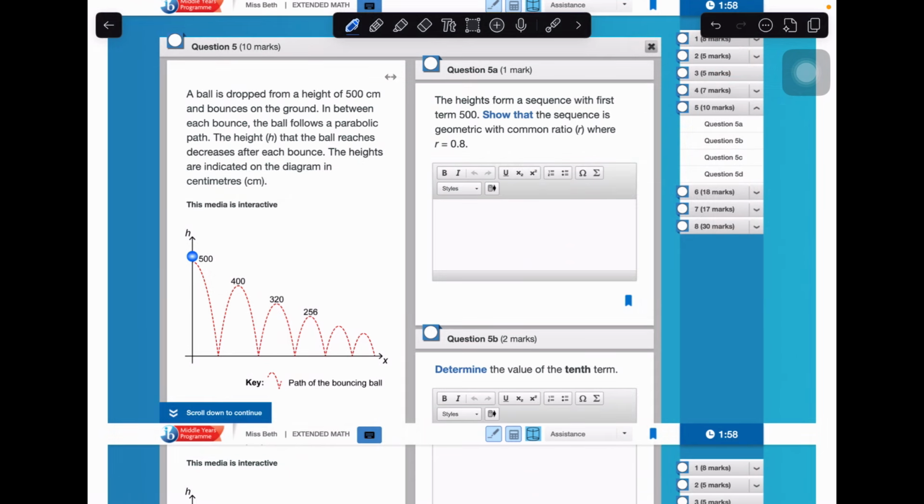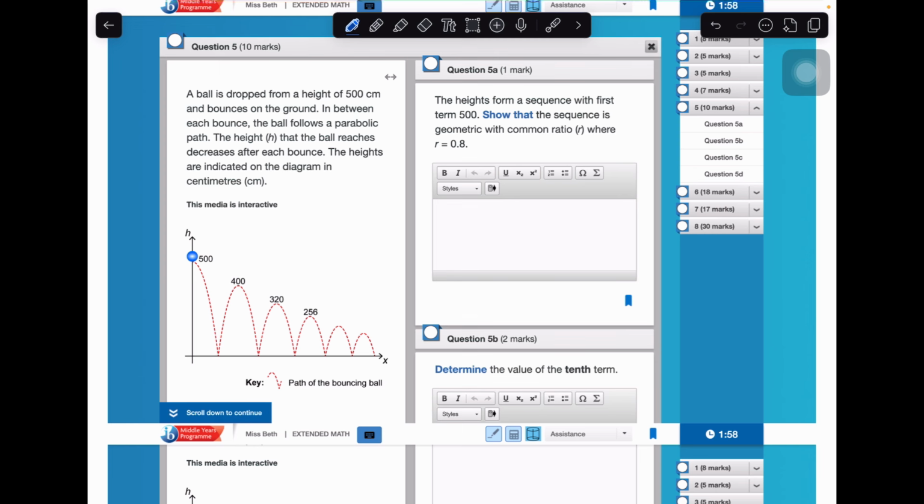Okay, for question 5, a ball is dropped from a height of 500 centimeters and bounces on the ground. In between each bounce, the ball follows a parabolic path. The height that the ball reaches decreases after each bounce. The heights are indicated on the diagram in centimeters. So for question 5a, the heights form a sequence with first term 500. Show that the sequence is geometric with common ratio r, where r is equal to 0.8.